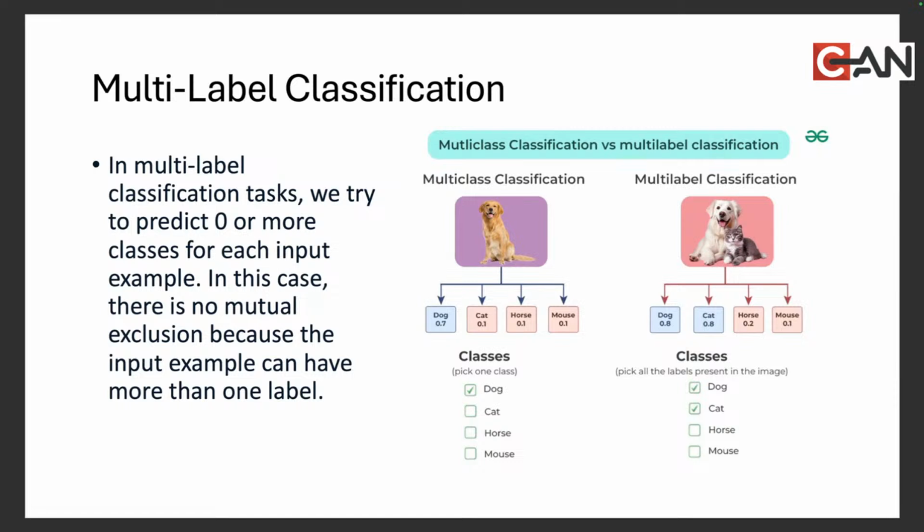So in multi-class, you're either a dog or you're a cat or you're a horse or you're a mouse. You cannot be multiple. You can't be a dog and a cat unless you're like a 90s TV show cartoon. And you can't be a horse and a mouse, right? Okay, you got that one. So you have to be one or the other.